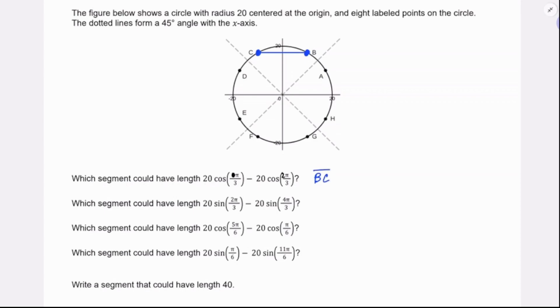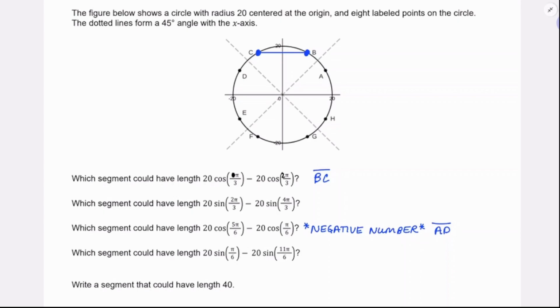Another one that has horizontal stuff to it is 5 pi over 6 and pi over 6. But wait a second, that's kind of backwards. That's going to give me a negative number, because I did left minus right. And I fixed the first one. But I'm going to say that's a negative number, but it could possibly represent the segment AD.